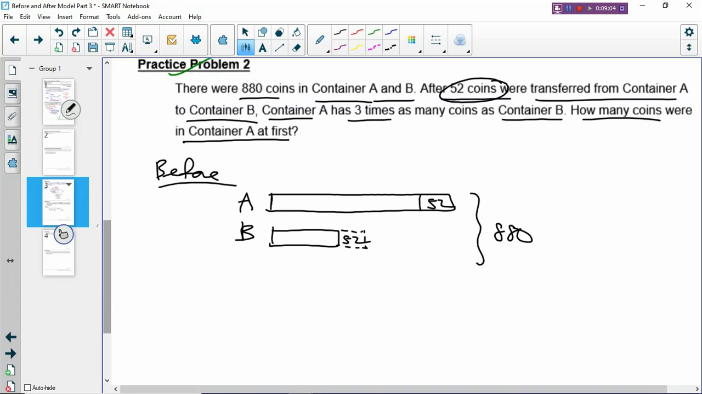So has container B received already? Also not really, because it's only a dotted box. So container B is going to get the 52 coins, but hasn't gotten them yet. Okay, so we are now going to draw the after model.